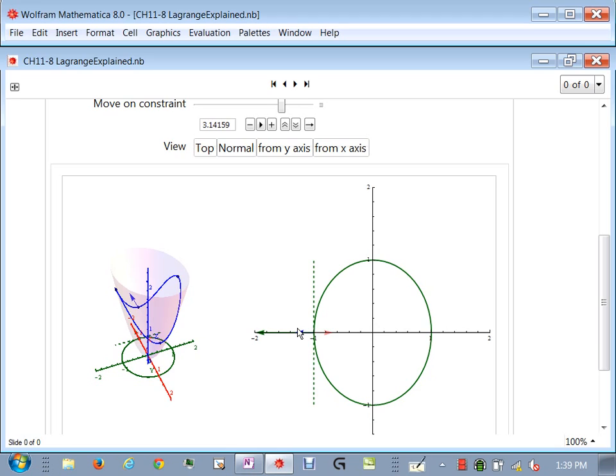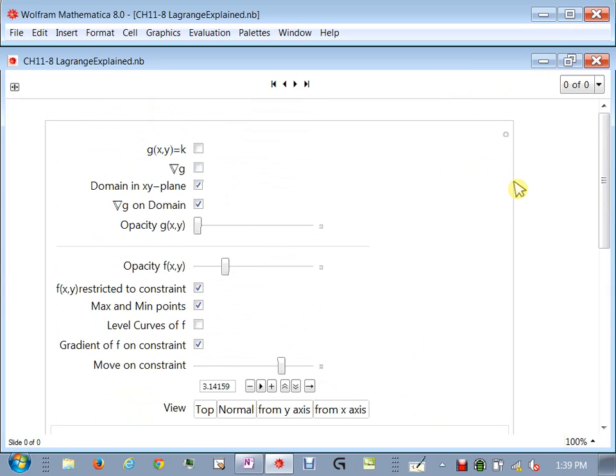And again, now I'm at a minimum. So that's just a visual verification that the Lagrange method works. Just visually showing you that when those two gradients come together, you've got to be on the highest or lowest point of that curve. Pretty cool, huh?